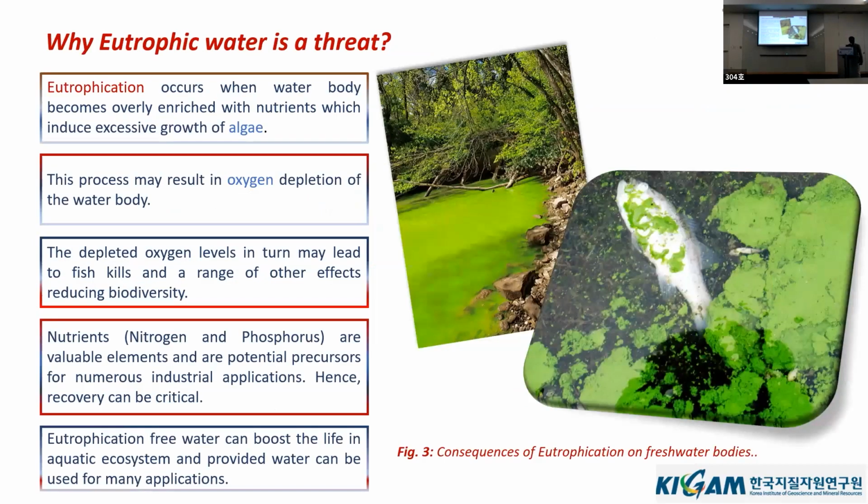And what is eutrophication, or why is eutrophic water a problem? Eutrophication occurs when a water body becomes overly enriched with nutrients, meaning enriched with nitrogen and phosphorus. You can consider these nutrients as food for algal blooms, and when these algal blooms die, they consume a huge amount of dissolved oxygen, and that's why there is a shortage of oxygen in the water for other aquatic animals, and the aquatic ecosystem starts degrading. So the removal of phosphorus particularly is very critical.